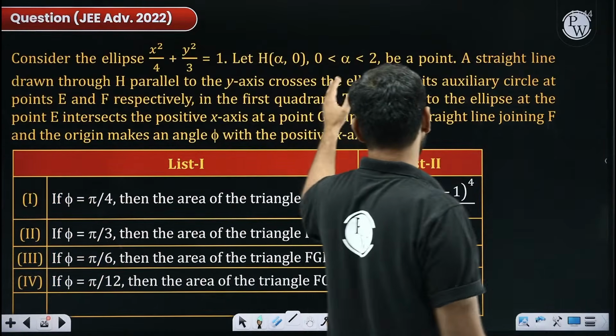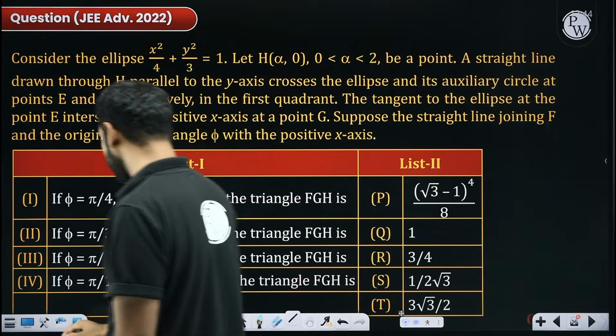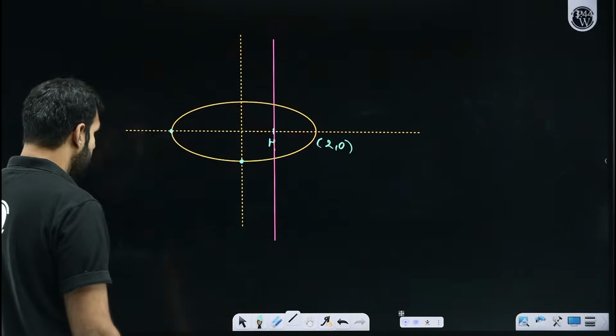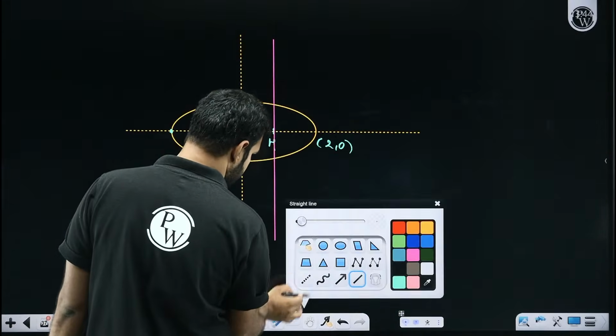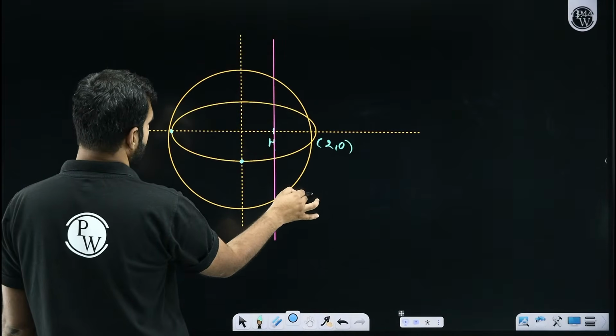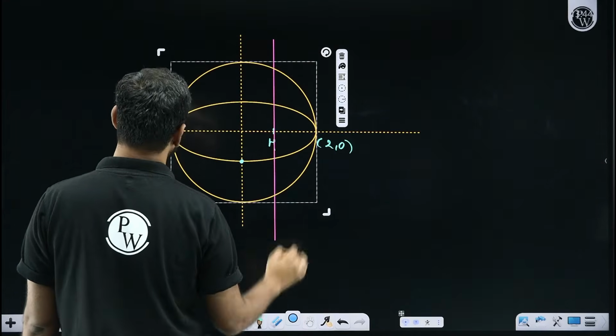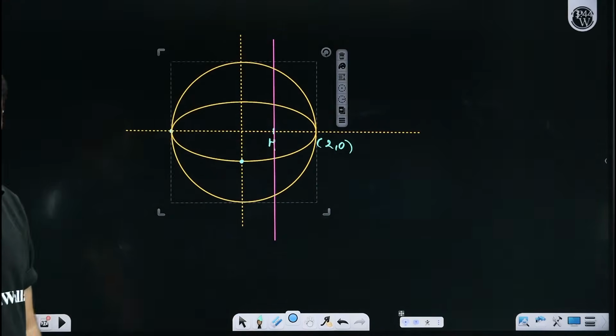This line crosses the ellipse and its auxiliary circle. So the auxiliary circle of this ellipse has also come into the picture. Let's talk about the auxiliary circle as well. Let me draw that auxiliary circle too. It could go somewhat like this. I hope you are comfortable and okay with this. So this is that auxiliary circle.